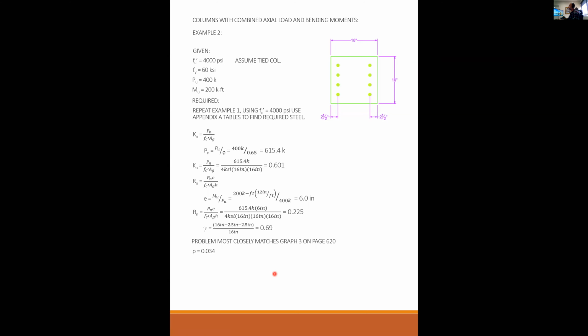And from that graph, if I go up the vertical axis to 0.6, and I go across on the horizontal axis to 0.225, which is halfway between 0.2 and 0.25, and I run my finger up there, you'll see that I get a rho of 0.034. So I interpolated it. Yeah, right about there. So you kind of have to eyeball it. If you wanted to write in your book, you could use a pencil and interpolate it better. But I got a rho of 0.034.